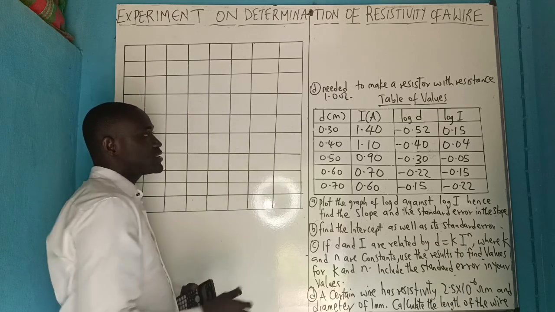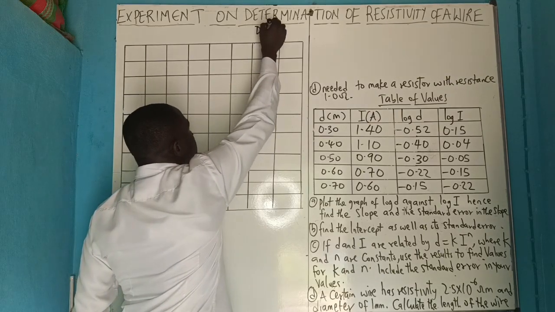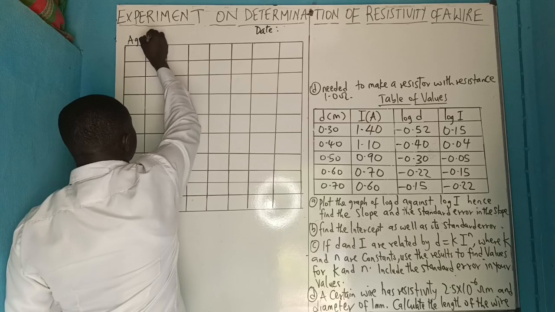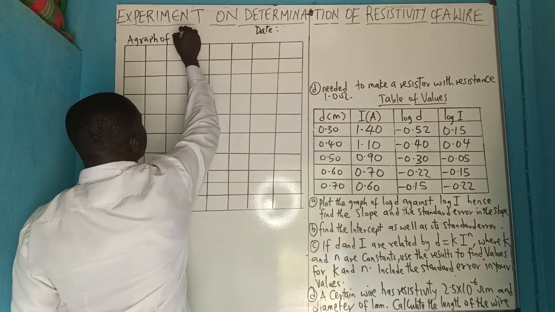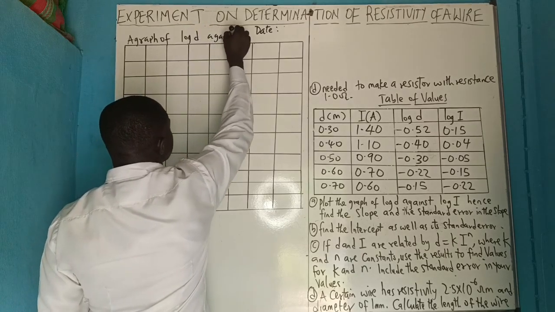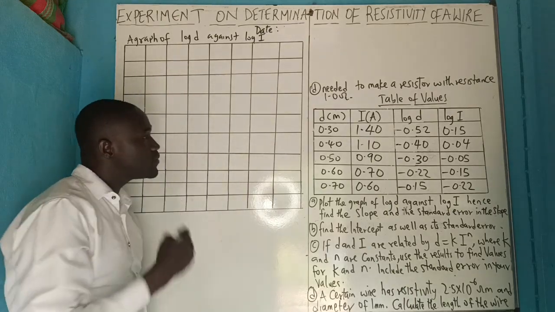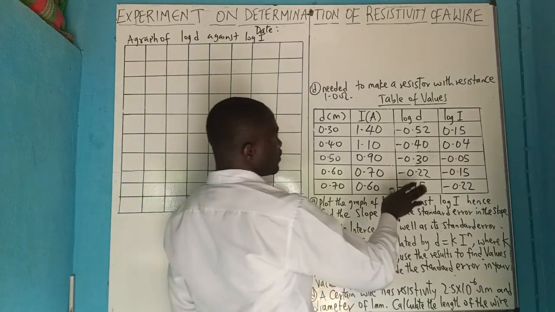Let's see how to plot this graph now. First thing, write the date. Write the title: a graph of what? A graph of log D against log I. Okay? Then you notice something from your graph table.